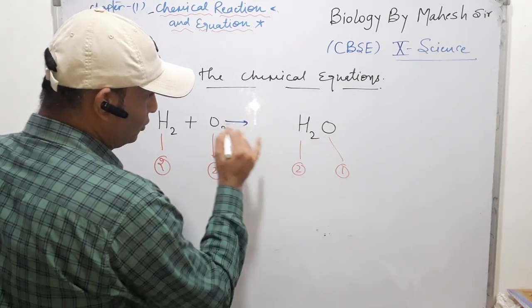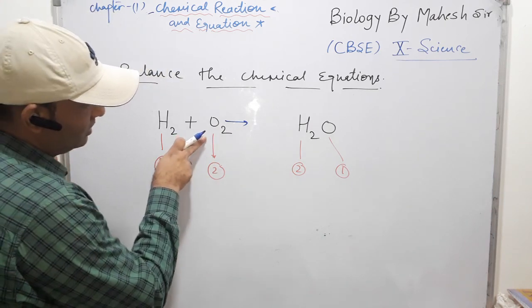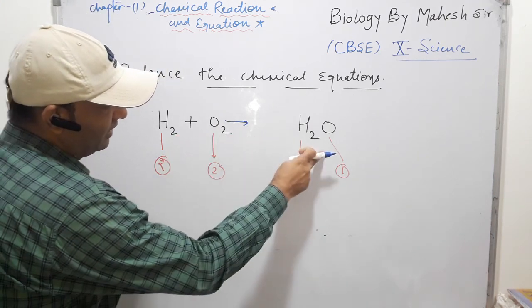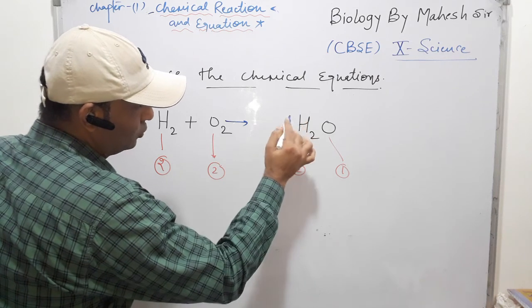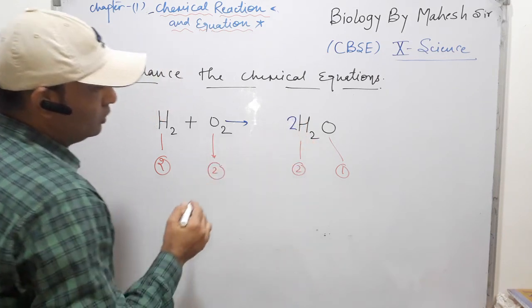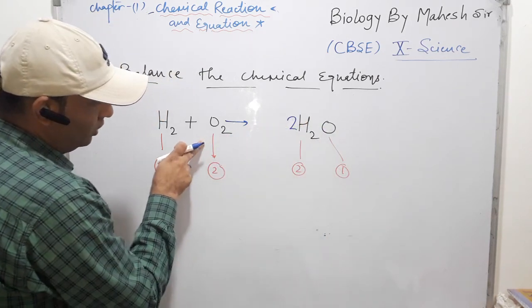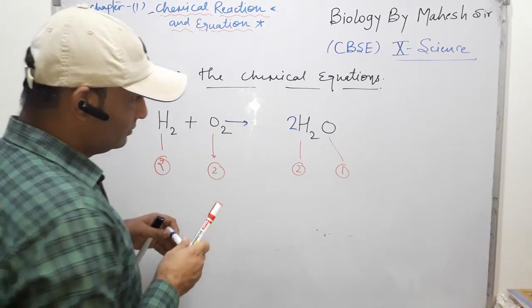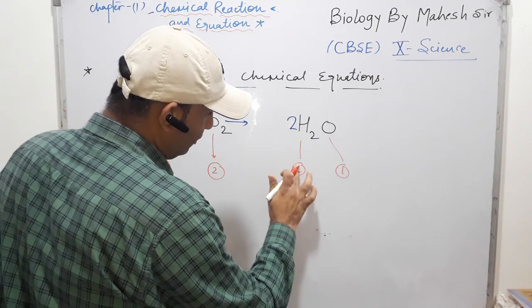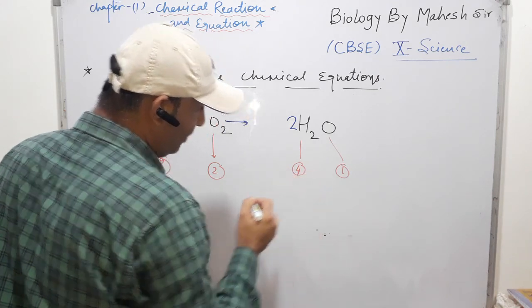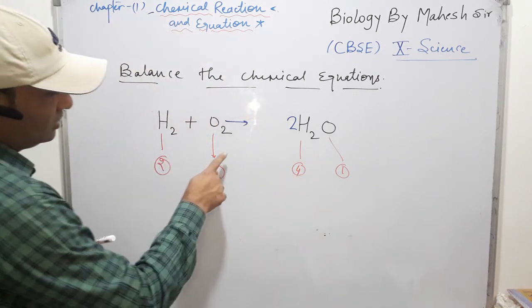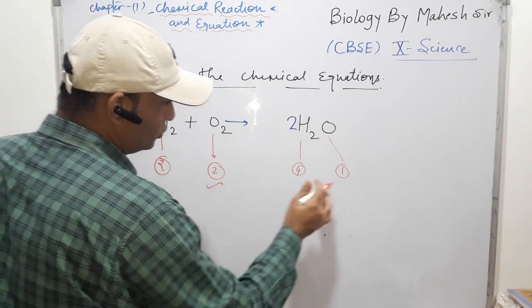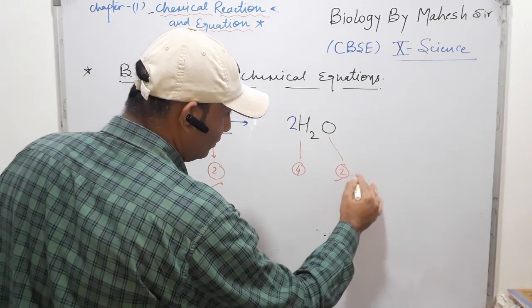For balancing oxygen, there are a total of 2 atoms of oxygen on the left and 1 atom on the right. So we write 2 in front of H2O. So here 2 oxygen and 2 oxygen, so oxygen is balanced. Now what happened with the hydrogen? 2 twos are 4, so the hydrogen atoms on the right will now be 4. Oxygen atoms are in balanced form, 2 and then 2.